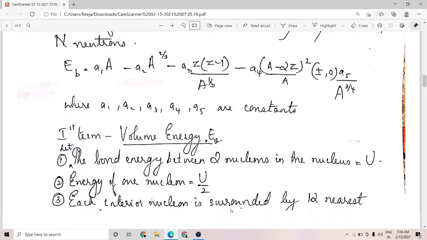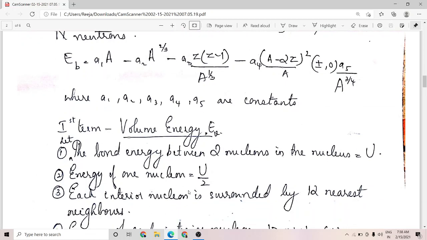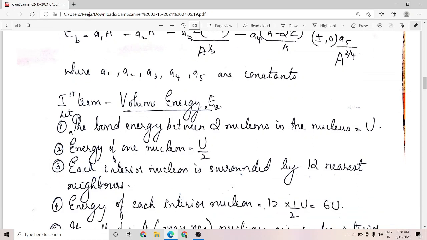Now, each interior nucleon is surrounded by 12 nearest neighbors. And we know that each nucleon interacts only with its nearest neighbors. That was one of our assumptions. Okay, just like a liquid drop. So you have to consider only the interaction of a nucleon with its 12 nearest neighbors.